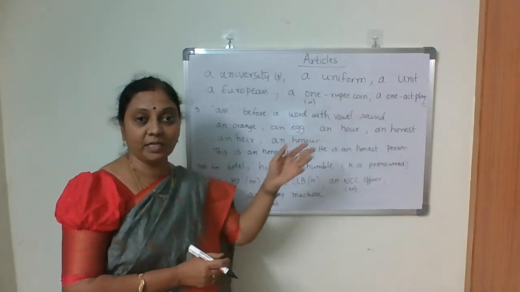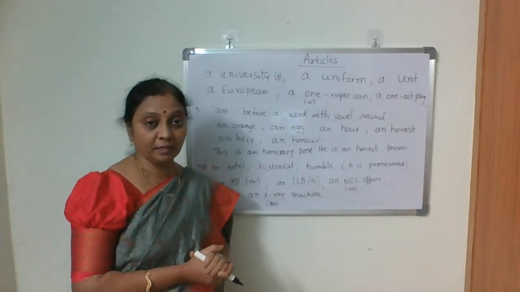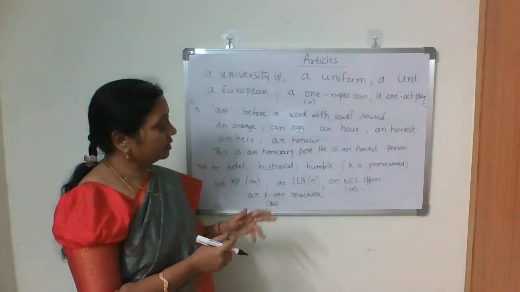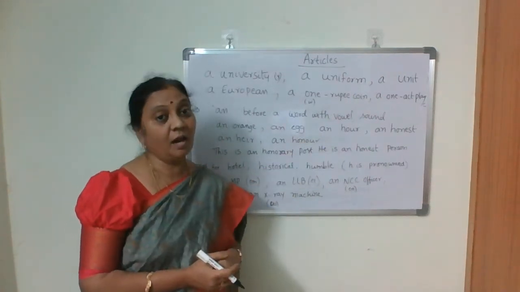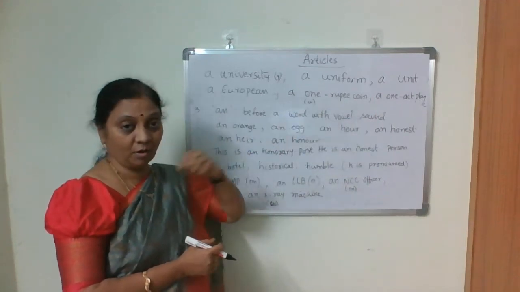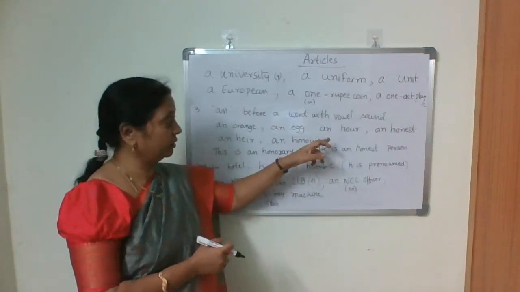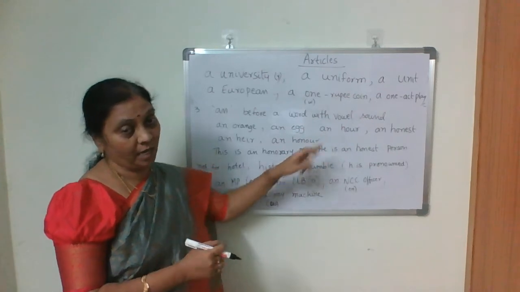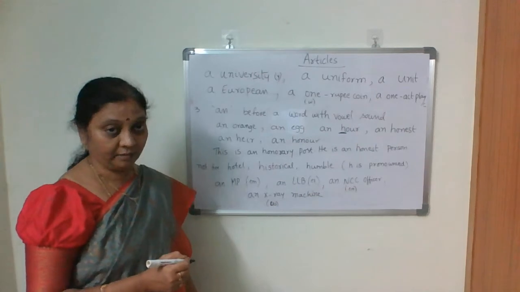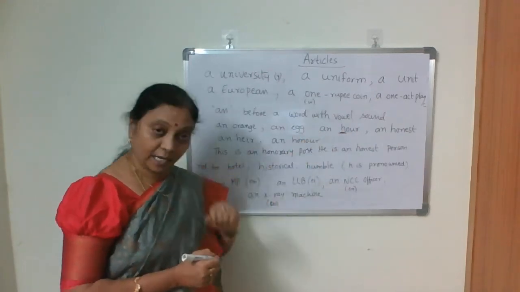H is silent or H is mute, we say, isn't it? H is silent. Hence, how do you pronounce it? Our. I've been waiting for him for an hour. For an hour. So the "our" pronunciation is coming. You have to go by its sound, the way you are using it. So you have to use "an", because here in this case H is a silent letter.